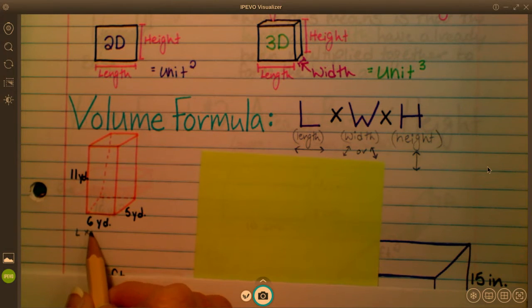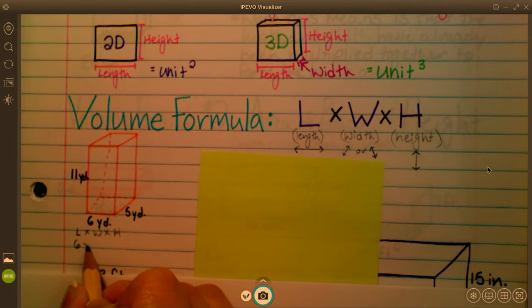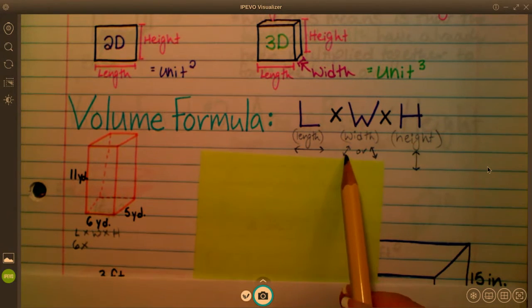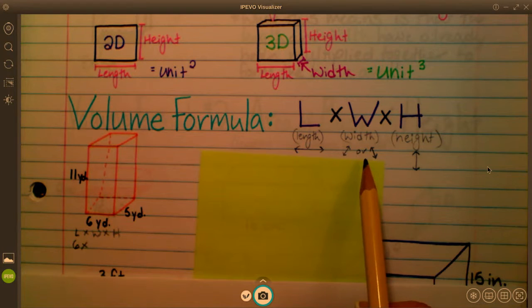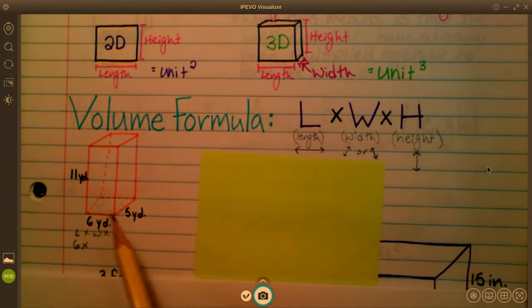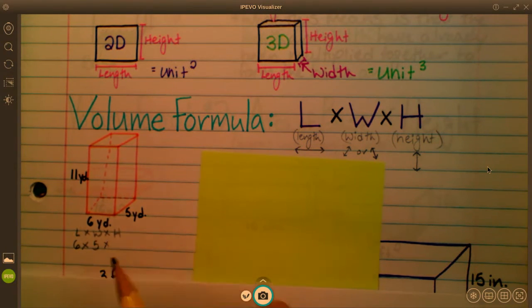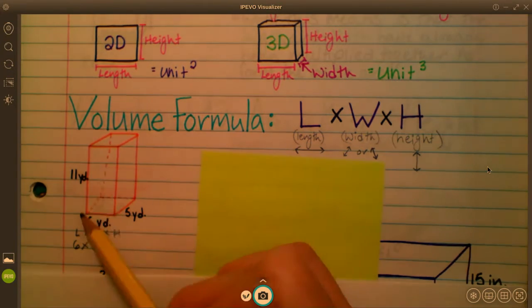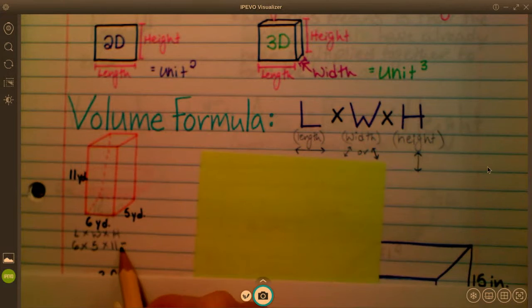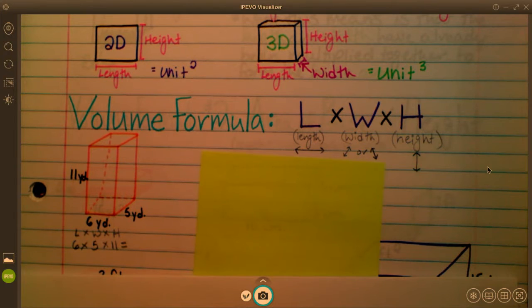Length times width times height. So my length going left to right is 6 times my width. Remember, it's that slanted line. It's that line that's showing how thick our shape is. Well, I use this one. So I have this one, and then I have this one. This one's going diagonally. That's a 5. So 6 times 5 times, and then height going up and down, well, this one, 11. So I need to figure out what 6 times 5 times 11 equals.